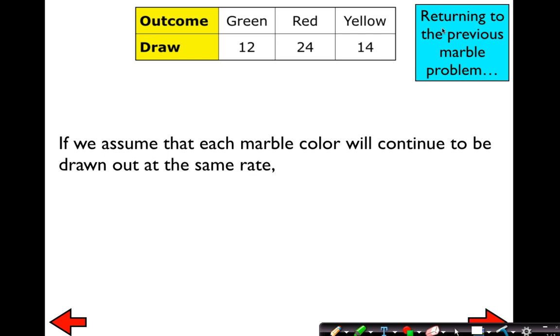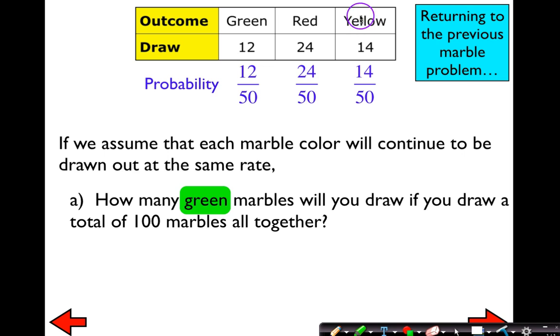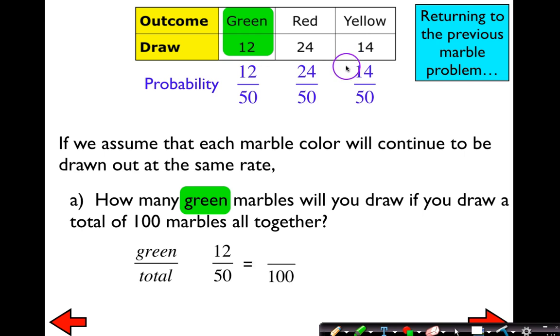Now, if we assume that each marble color will continue to be drawn out at the same rate, how many green marbles would you draw if you draw a total of 100 marbles altogether? So here's our probability so far: 12 out of 50 for green, 24 out of 50 for red, and 14 out of 50 for yellow. So taking a look at green, it's 12 out of 50, but we want to know how much we would expect to see out of 100.